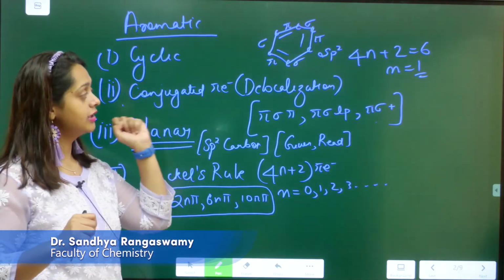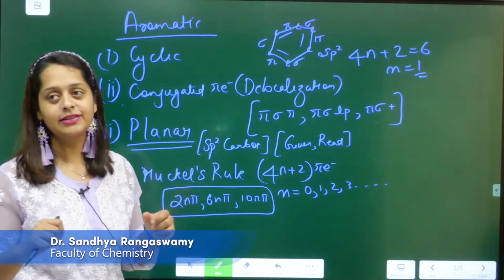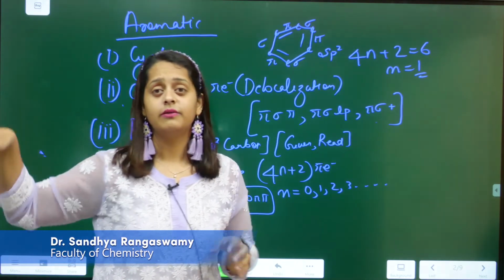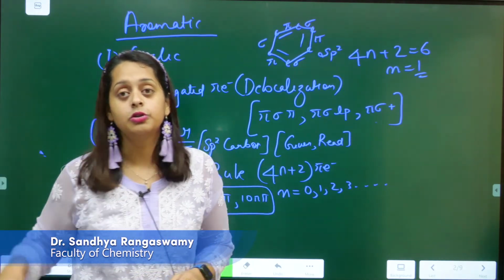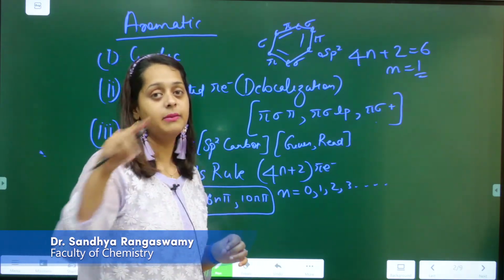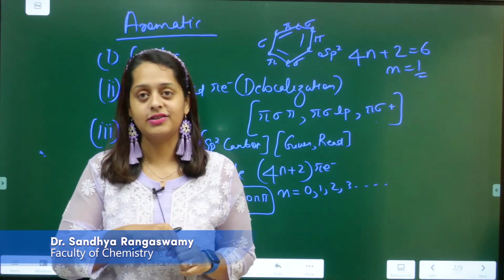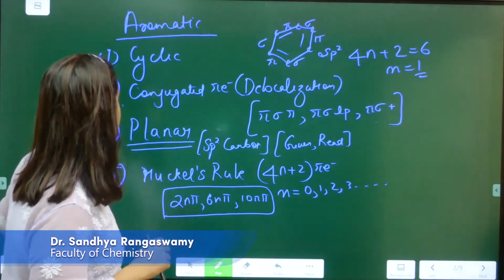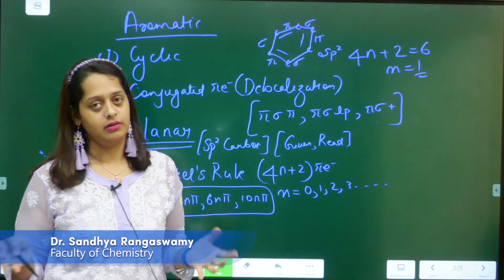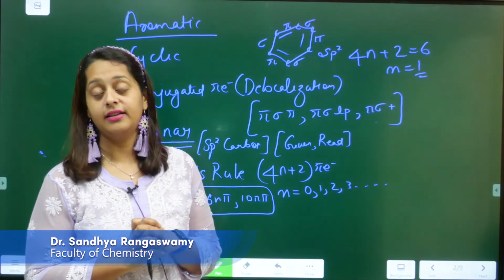Second, it should have conjugated pi-electrons or delocalization. That is, the electrons should jump from one place to another. It is not sticking to one place, and that loop should always be complete, coming back to its original position. That is why pi, sigma, pi, sigma. Right? Third thing, it should be a planar molecule. I mentioned it. Yes, planarity.